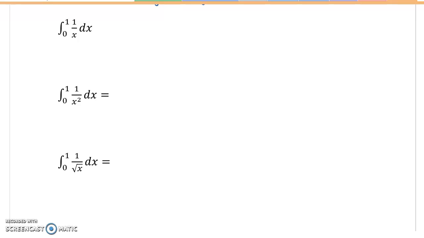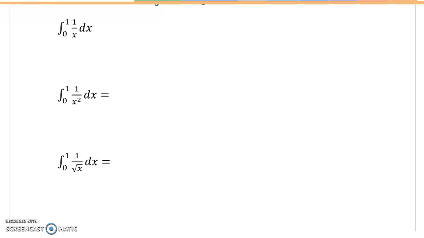We're going to try these three improper integrals now. They should look very familiar. They're the same three that we just did in the last video, where p equals 1, p equals 2, and p equals 1/2. But the bounds don't go from 1 to infinity, they go from 0 to 1. So if the bound doesn't have infinity in it, then how can it be improper?